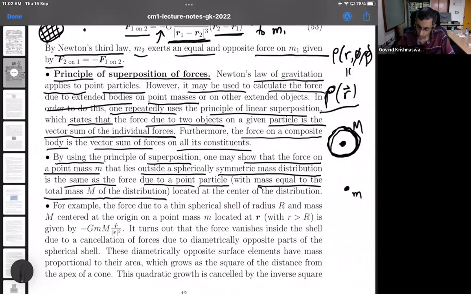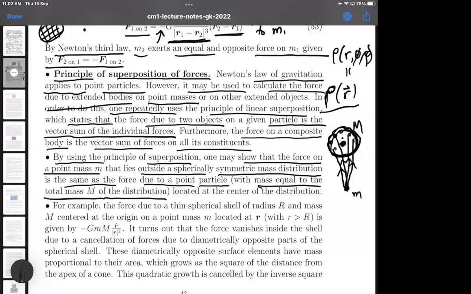What would you need to do? You would need to account for each little mass in this distribution. You know what kind of force it exerts. And you would have to add up all those forces. So it is that problem. And all the components will cancel off, right? You're very right.